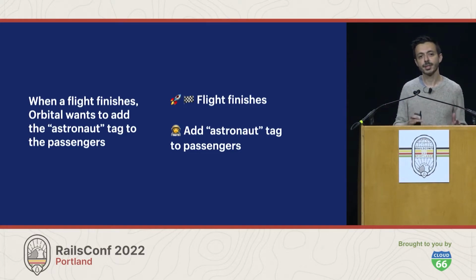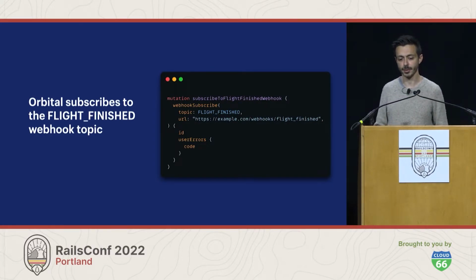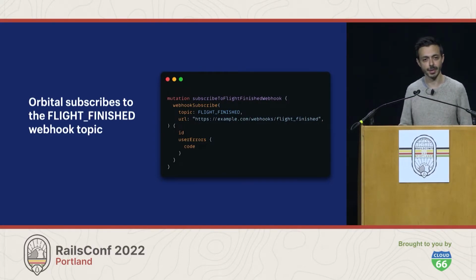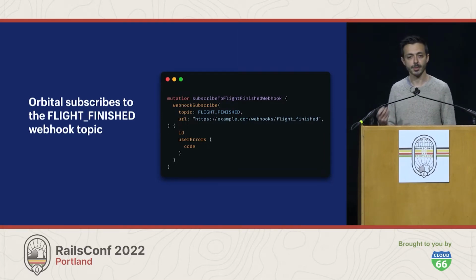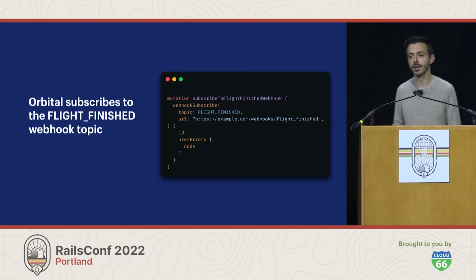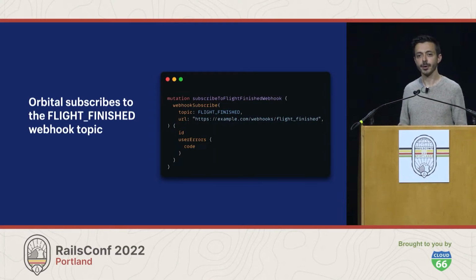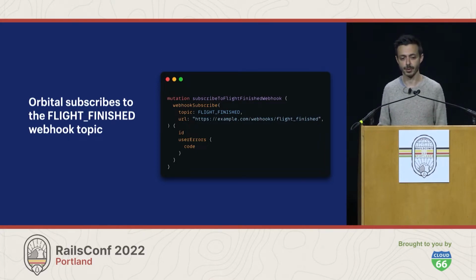So there's an event here that triggers this flow. And for this, they need to subscribe to a webhook. So this is a GraphQL mutation that subscribes to the webhook, and it subscribes to the flight finished topic. So every time a flight finishes, it will trigger a webhook. And Orbital needs to set up a web server to receive those webhooks. So they set up a web server, they expose an endpoint, and they also need to maintain this web server to make sure they don't miss any webhook.